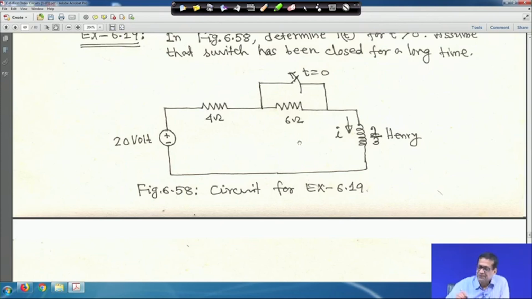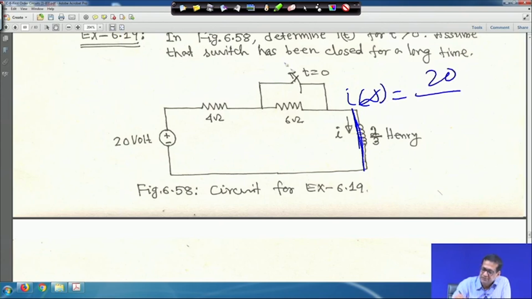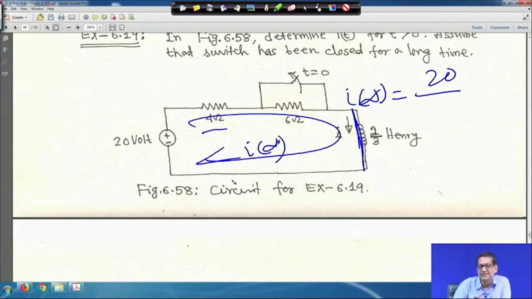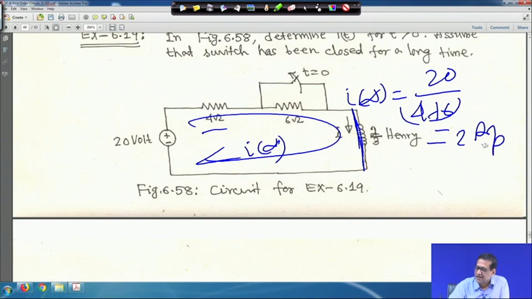Now, the second thing is that this switch is now opened at t equal to 0, and suppose the steady state is reached. That means the switch is open and steady state is reached, so the inductor again will be a short circuit. Therefore, my I infinity will be 20 volt, and this is open now. So, the current will flow like this. This is my current, say I infinity at steady state. So, it will be 20 upon 4 plus 6, so it will be 2 ampere. So, I infinity will be 2 ampere, right.